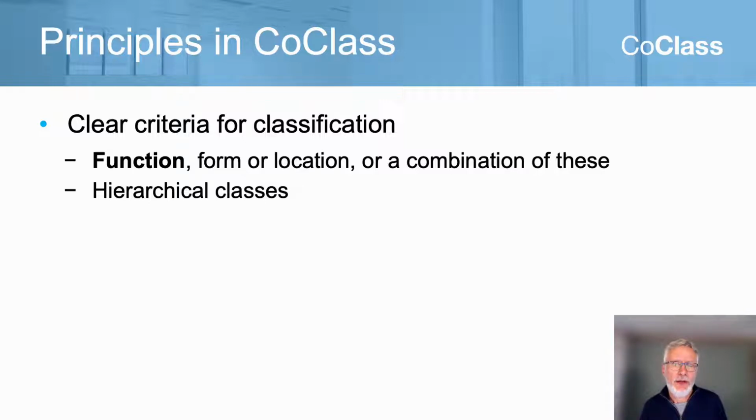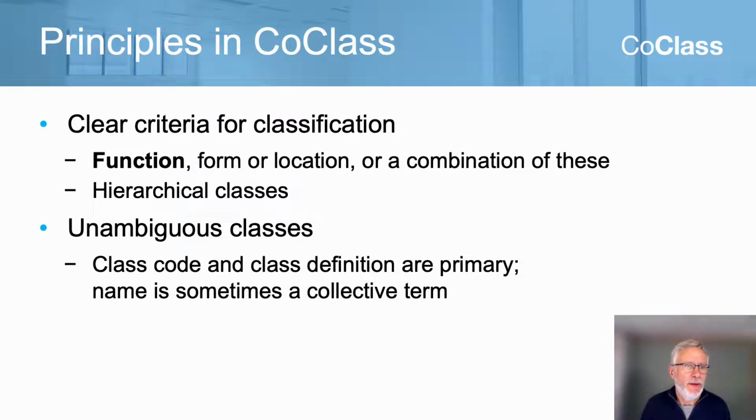The classes are hierarchical, as I said. You can start by saying you have a space creating objects, and then you can go down to rooms, walls, roofs, slabs and so on, and you can subdivide as much as you want. And the classes are unambiguous. There's a unique class code and a class definition, and those are permanent. What name you put on the class is really up to you. It does not actually really matter. It makes it more easy to understand for a human being, of course, but the class code is the unique key to the classes.